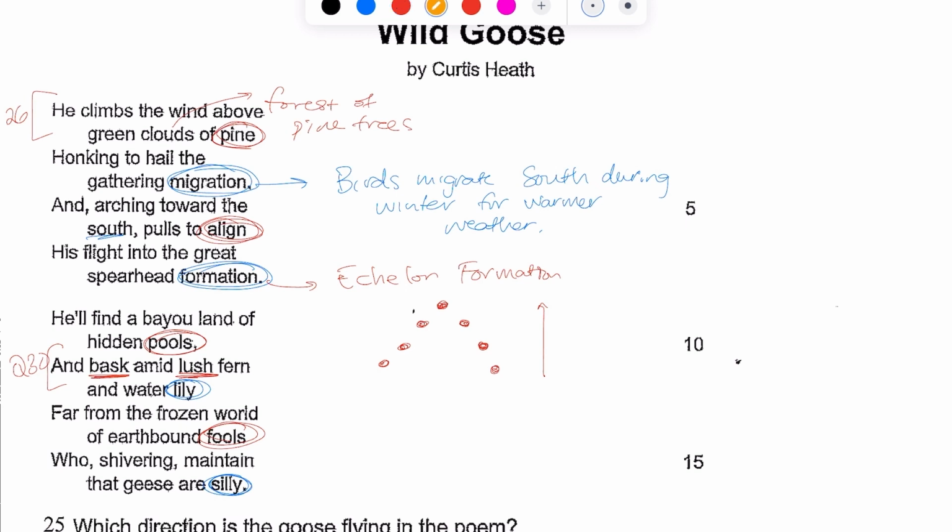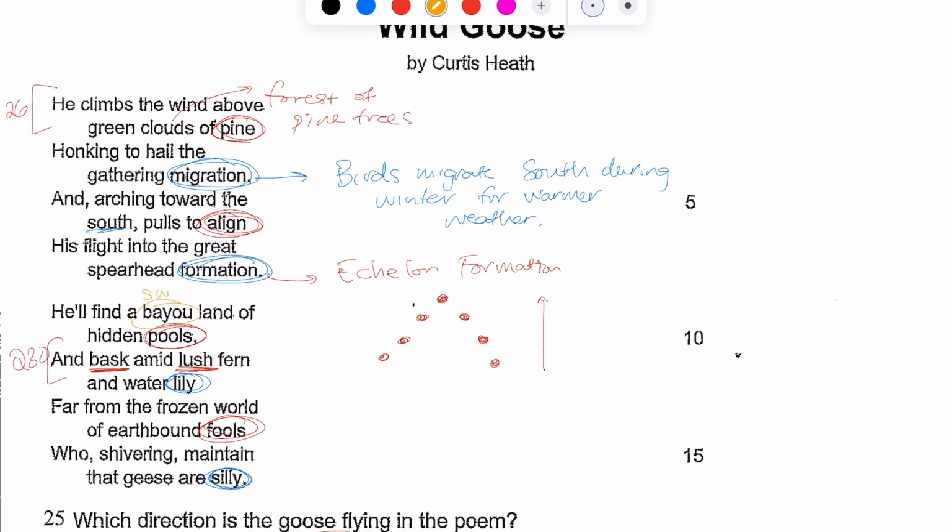In the next stanza, we have this bayou, and a bayou is a swamp. And a swamp is really hot, it's muggy, and it's really humid. So it's perfect for birds because there's water, there are insects, so there's food, and it's really hot, so it's a perfect environment for birds. So you'll find a bayou land of hidden pools. So these are lakes in this swamp. And it's going to bask amid the lush fern and water lily. So here, make sure we're focusing on the words basking and lush. So this tells you it's a really warm environment.